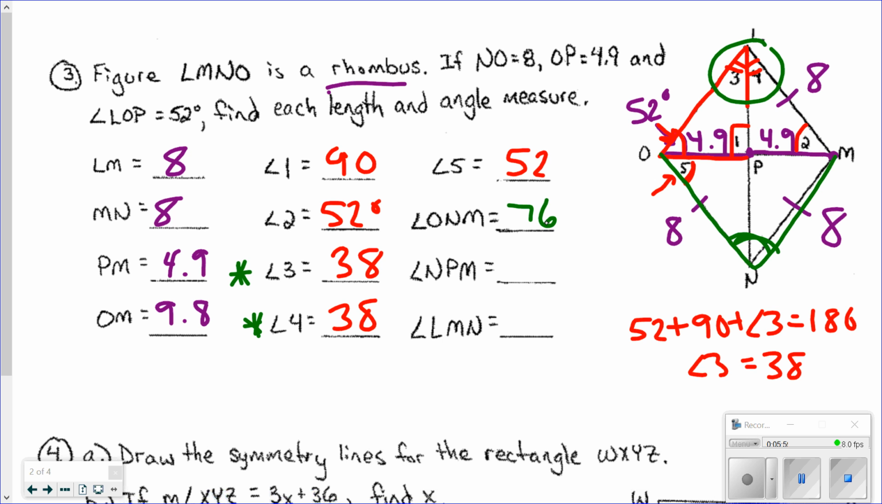Now let's look at angle NPM. Once again, this is where those two diagonals collide, meaning that they're perpendicular. So angle NPM is 90. And the last angle measure is angle LMN. LMN is this angle right here. And the opposite angle would be these two angles here, which are both 52. So if I add those together, 52 and 52, I get 104.